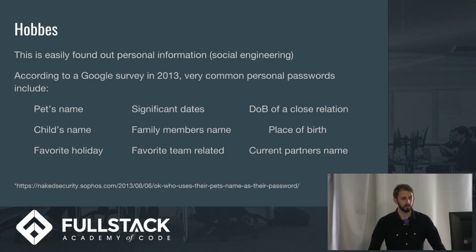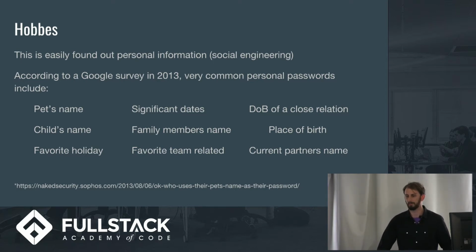Google did a survey in 2013 to find very common personal passwords. Through that, they found that pets' names, significant dates like when you were married, family members' names, and current partners' names were all common passwords. So don't do something that someone can find out by just going out for drinks with you once. Knowing this, let's do something completely different.